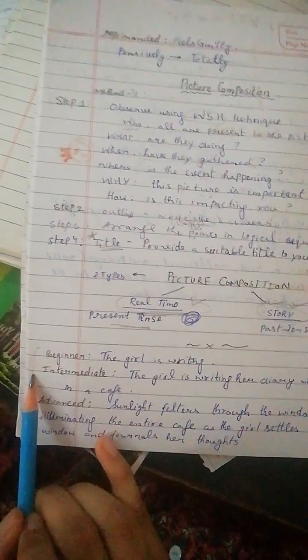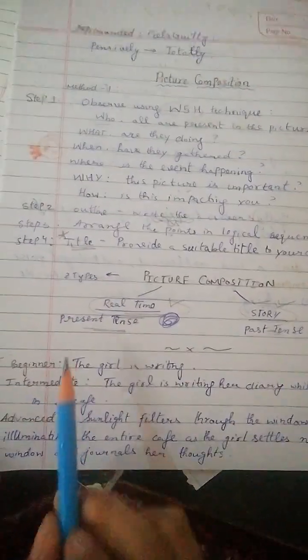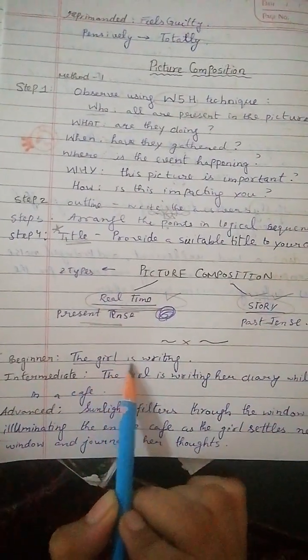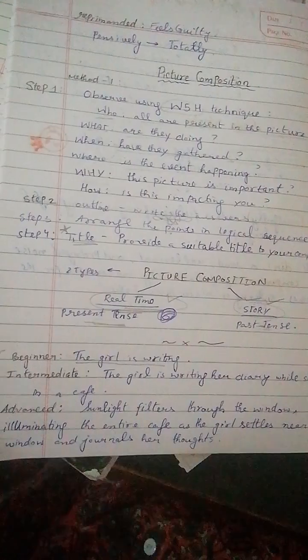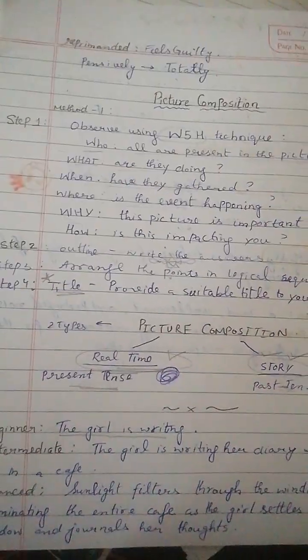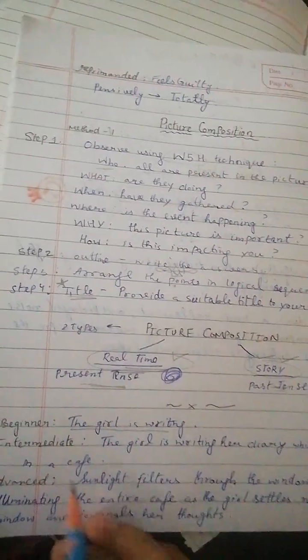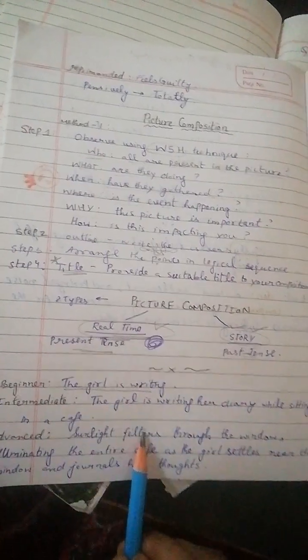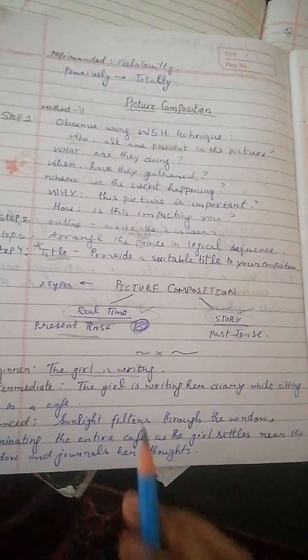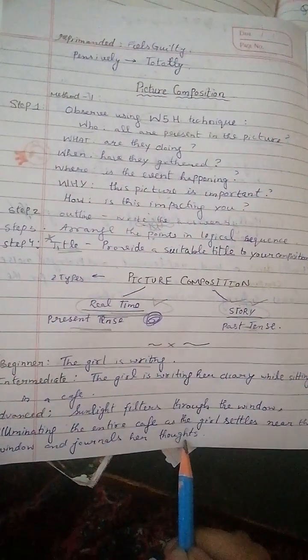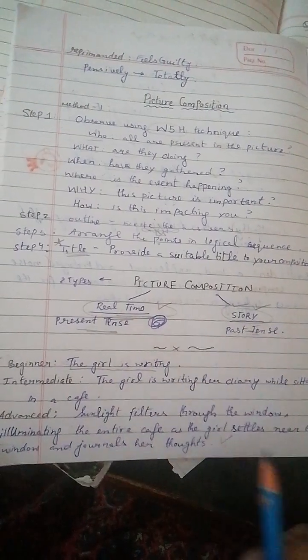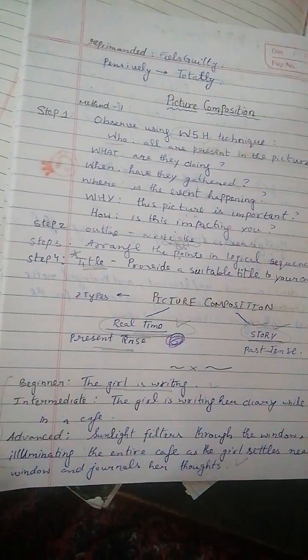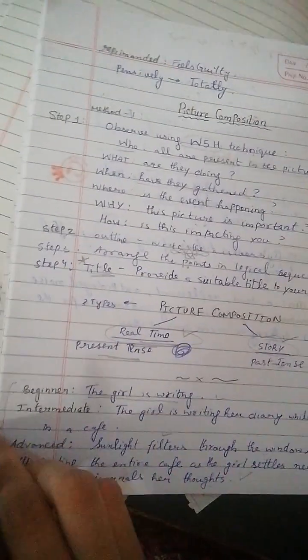For example, you have to write a picture composition. Make sure you don't use simple sentences, like "the girl is writing." Make it more detailed, and your sentence should have elegance and a tone of enthusiasm. Like here, they have written, "Sunlight filters through the windows, illuminating the entire cafe as the girl settles near the window and journals her thoughts." Is this looking more poetic and nice, or like this? So always try to make your words enthusiastic, so that they will entertain the person who is checking the paper.